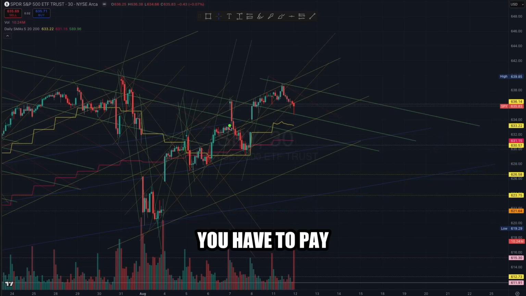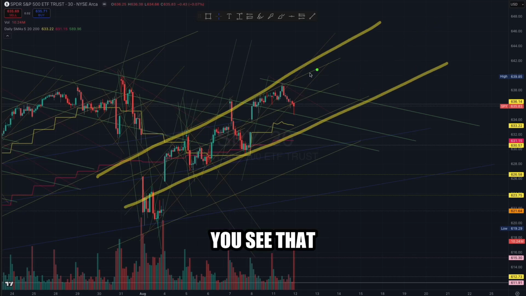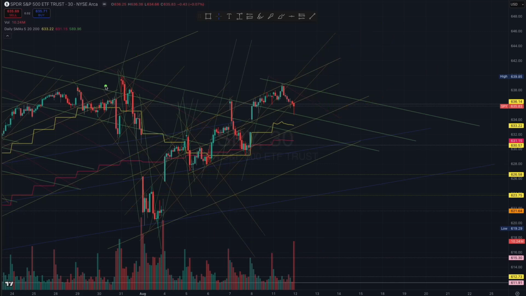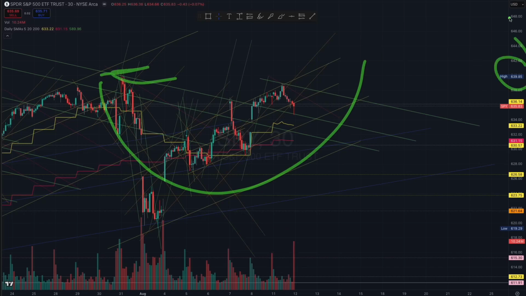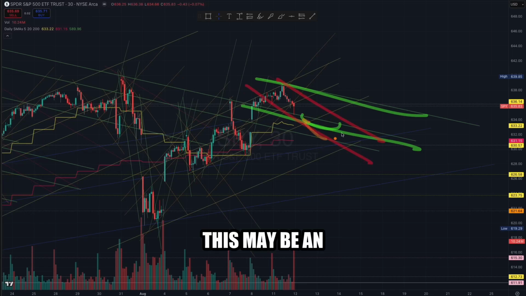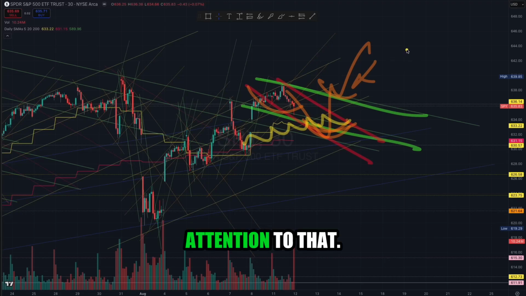Otherwise, you have to pay close attention if this wants to continue heading up on that buying trajectory. You see that yellow is in control in this range, so you have to be worrying about your risk to rewards based on this yellow rhythm if this wants to continue heading up. Generally speaking, we want to wait for that larger cup to close near that 640, and so you want to expect some pullback here to build more liquidity. If we do have a pullback, this may be an ideal position at that 5-day moving average. 5-day will still continue to trend up, so just pay very close attention to that.